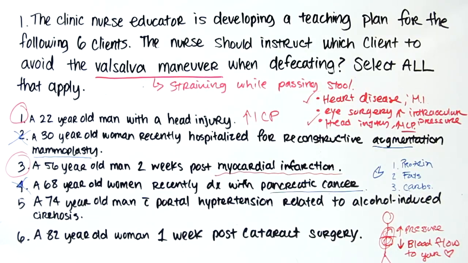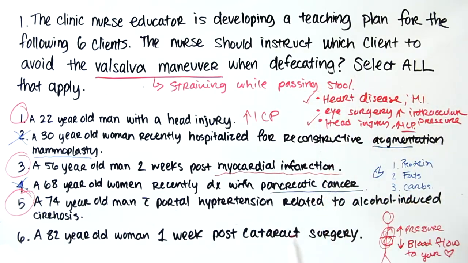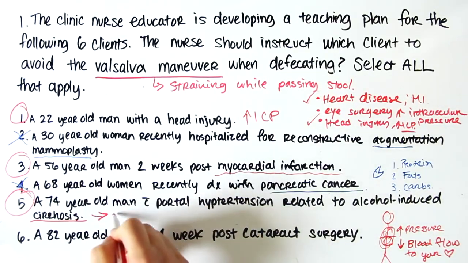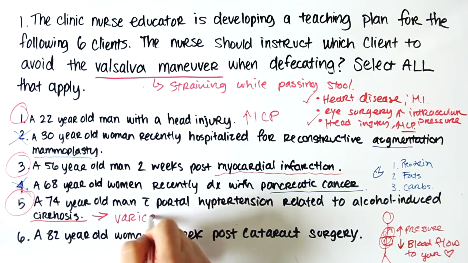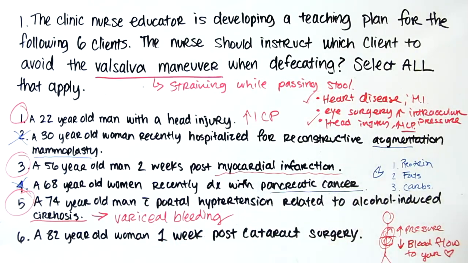Now the next correct answer is number 5. A 74-year-old man with portal hypertension related to alcohol-induced cirrhosis. Oh yes, even though it's not on our list, what just gives it away? Cirrhosis, right? Scarring of the liver. And this poses a huge risk factor, which is variceal bleeding. Because the Valsalva maneuver not only puts a lot of pressure on your chest, but also your abdominal cavity. Number 5 is a good answer.